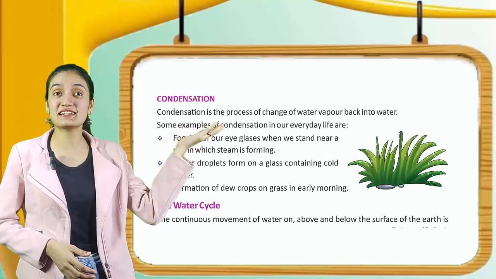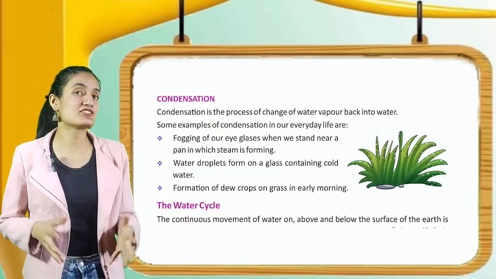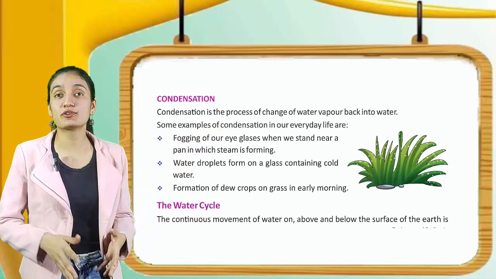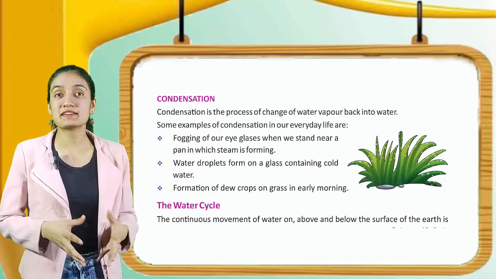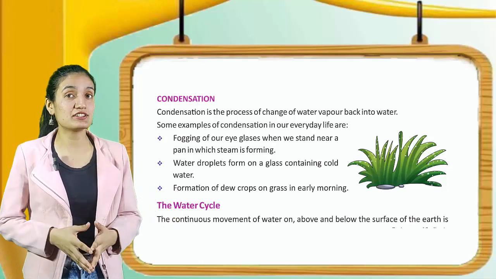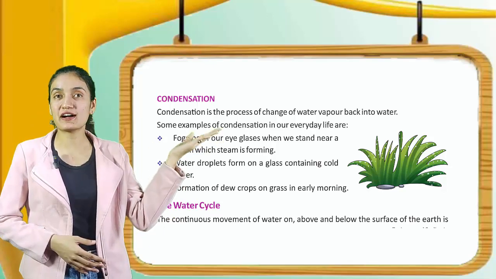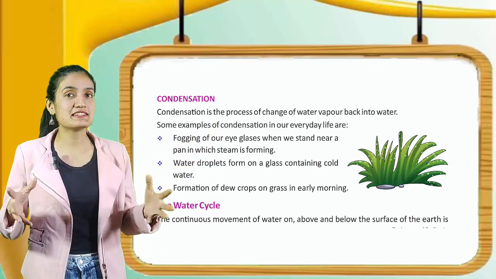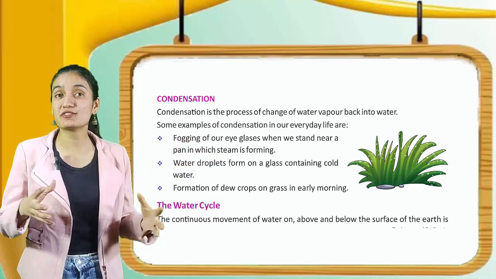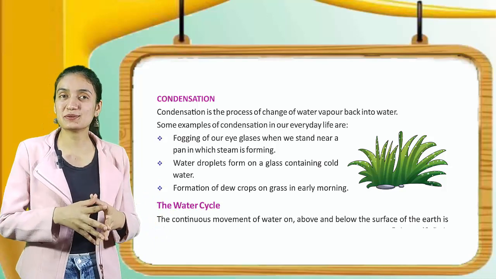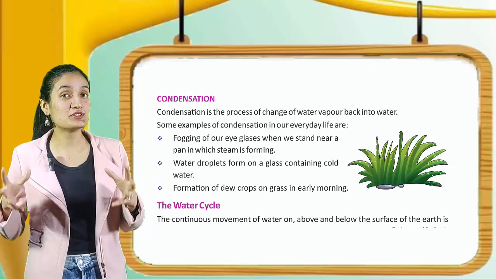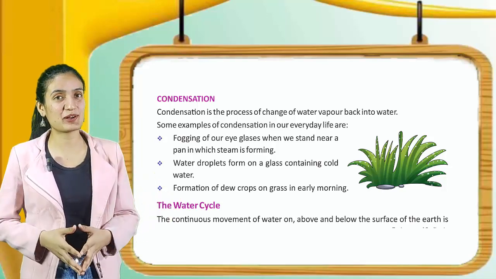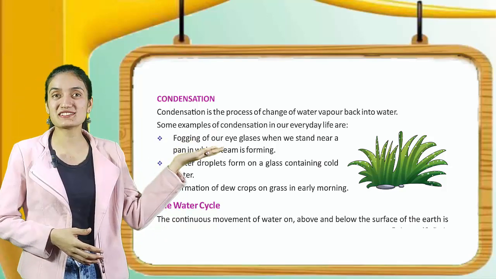Now next is condensation. Condensation is the process of change of water vapor back into water. Some examples of condensation in our everyday life are fogging of our eyeglasses when we stand near a pan in which steam is forming. Water droplets form on a glass containing cold water. Formation of dewdrops on grass in early morning. Next is the water cycle.